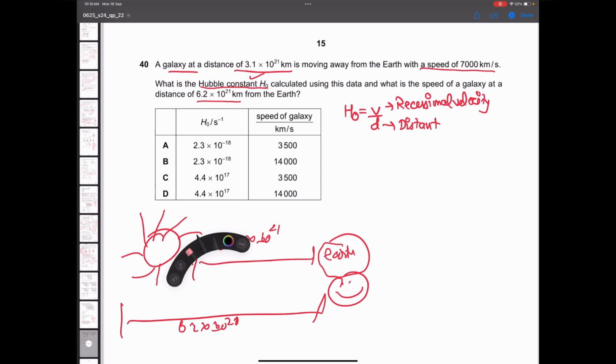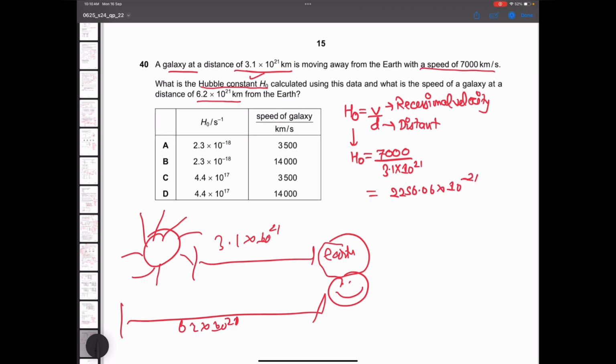So first of all, we will find the Hubble's constant. How do we do that? We use the first set of values given. H naught we are trying to find out. Keep it as H naught. What is the recessional velocity? 7,000. What is the distance at that point? 3.1 into 10 to the power 21 kilometers. So divide 7,000 by 3.1. 7,000 divided by 3.1 is 2256.06 times 10 to the power minus 21. So you shift the zeros, it will be 2.3 into 10 to the power minus 18. So option A or B.